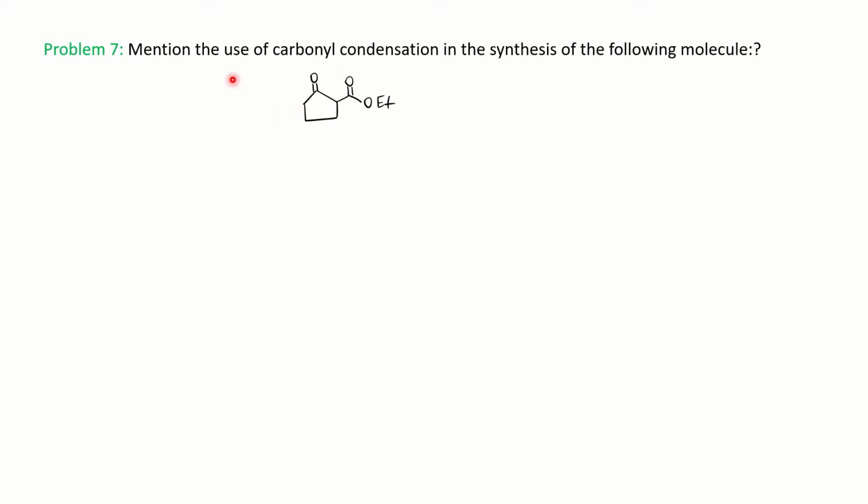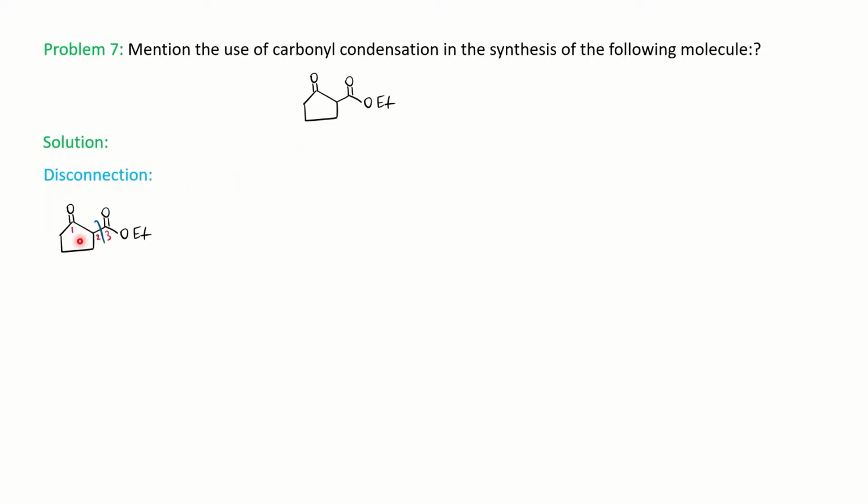The next problem is given to you: mention the use of carbonyl condensation. You have to synthesize the following molecule. You can notice here that two carbonyl groups are there in the product, so it is a condensation reaction. Now, how do we find out the starting material to design it? For that, we'll take the help of the disconnection method first.